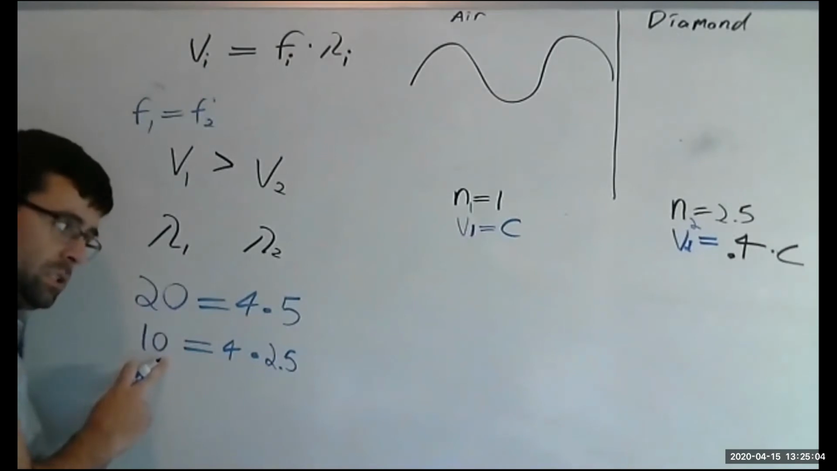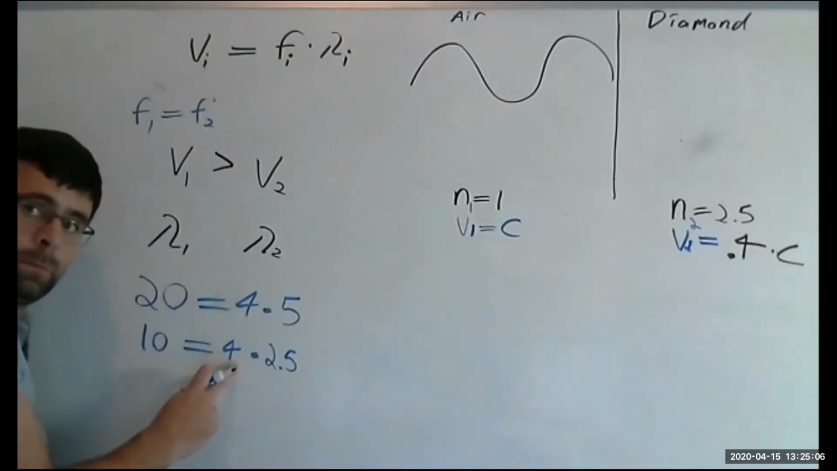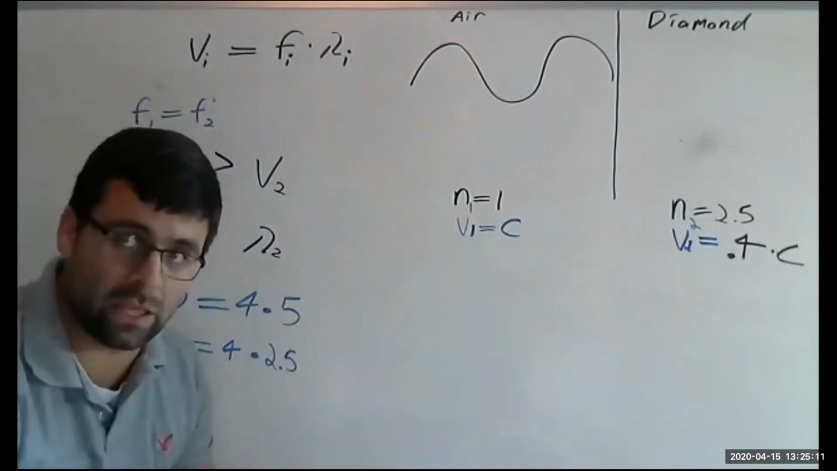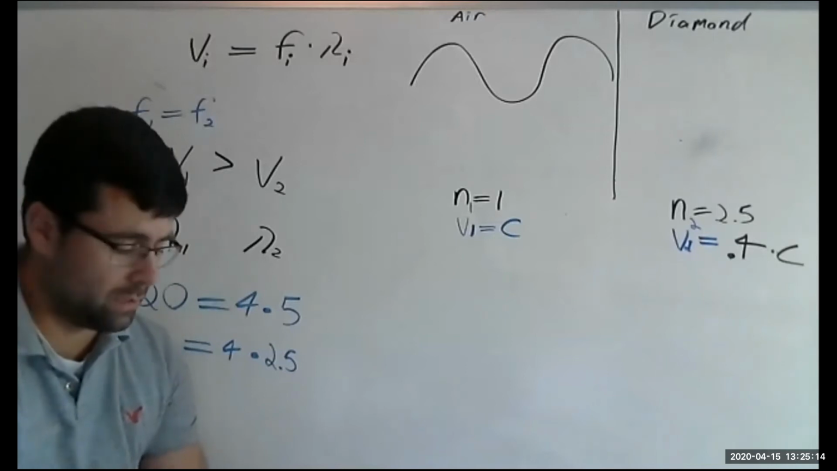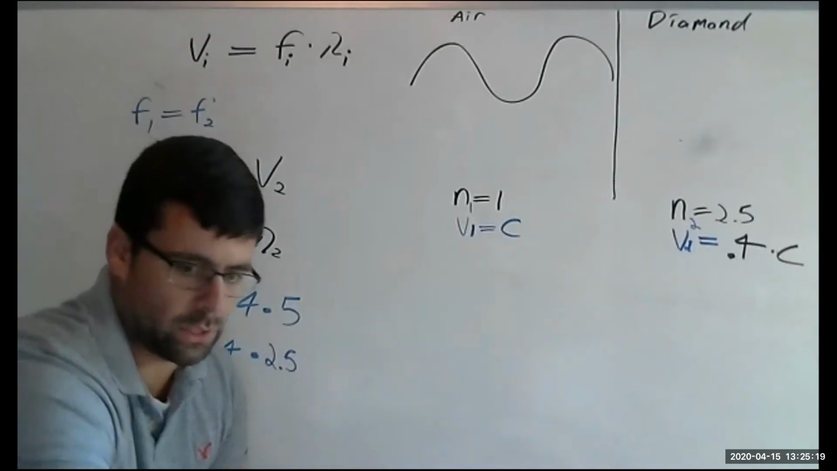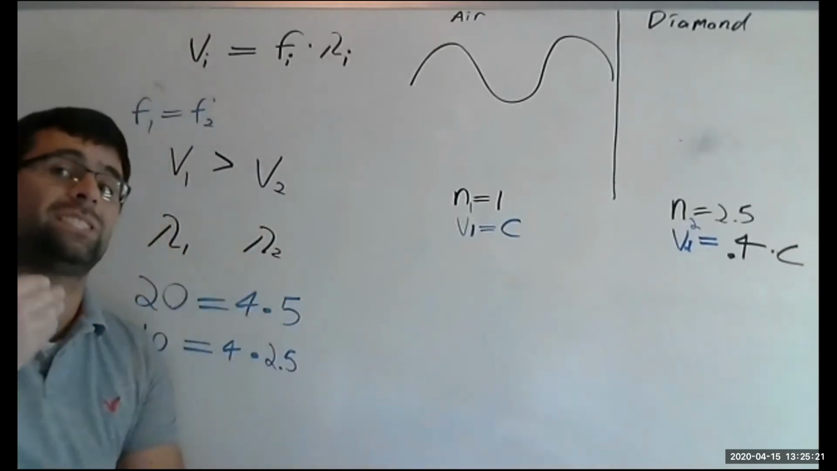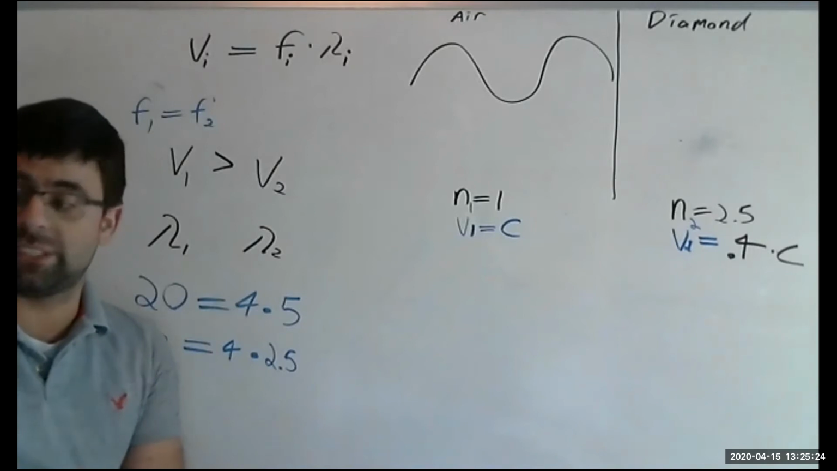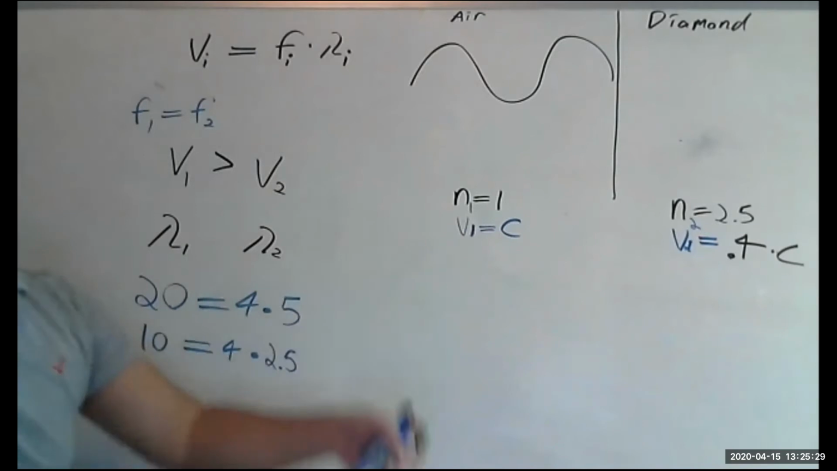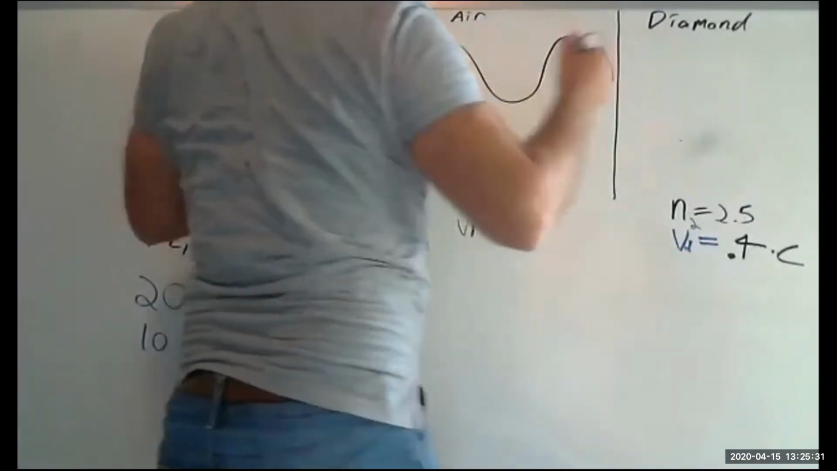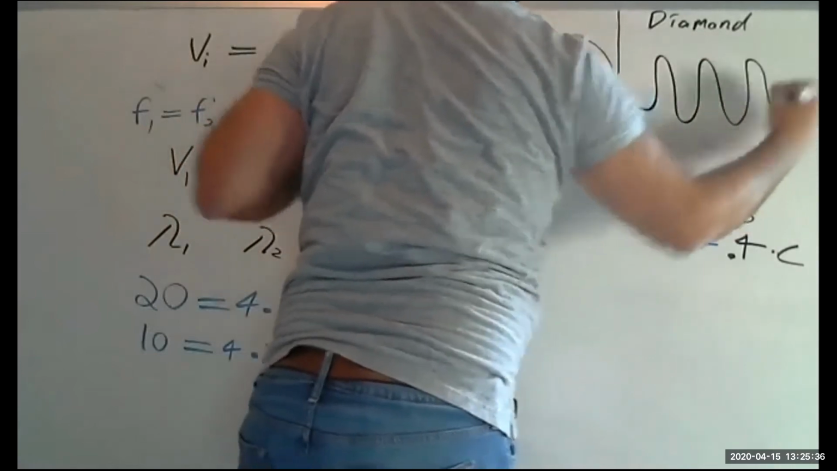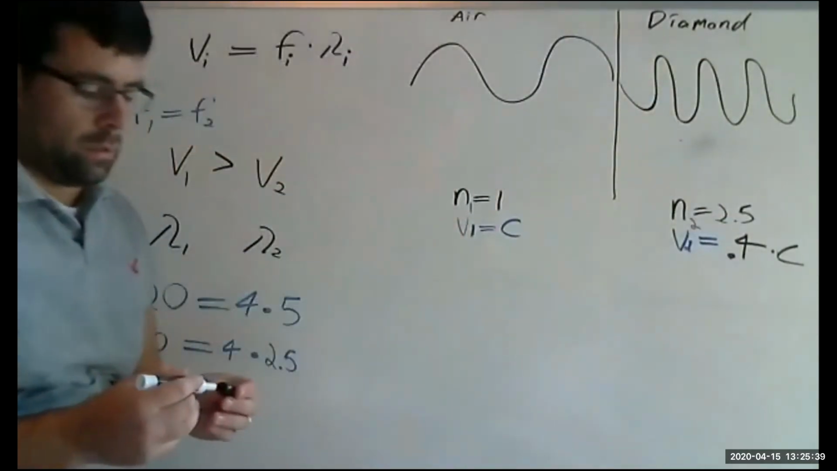So this is smaller, this stayed the same, so it's half of that. So the wavelength in diamond drops. The wavelength is shorter. That's the only way that it can slow itself down and still have the same frequency. So when you go into diamond, it will have a smaller wavelength.